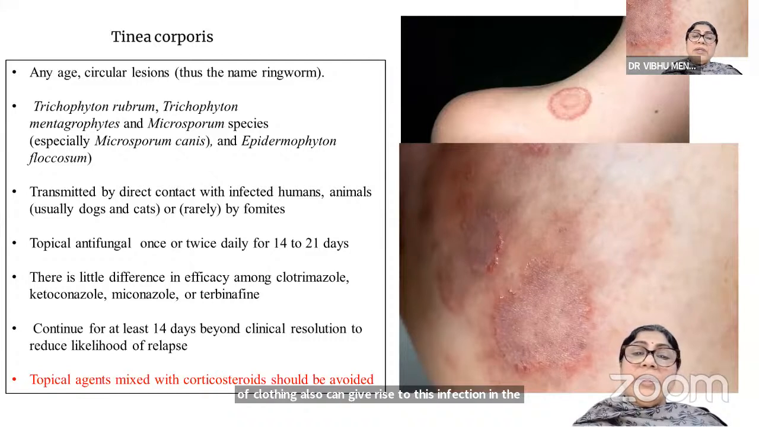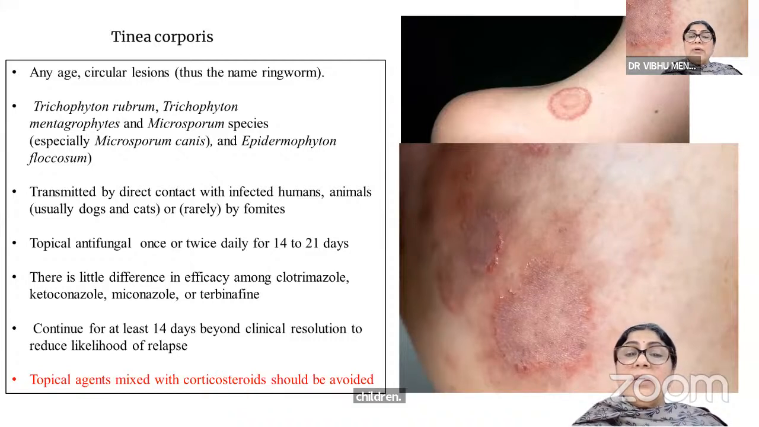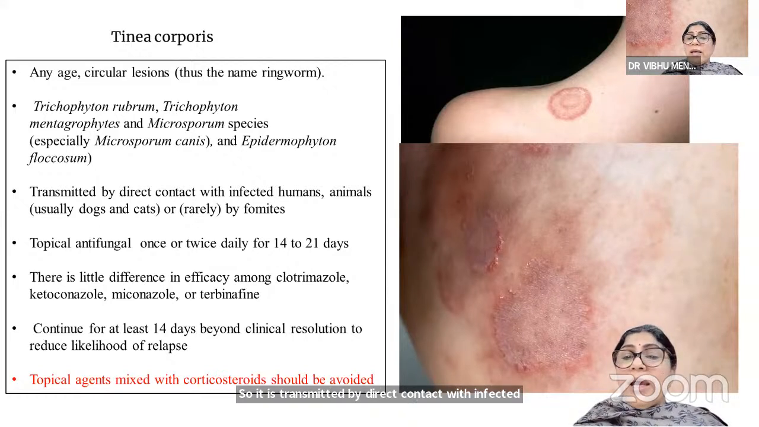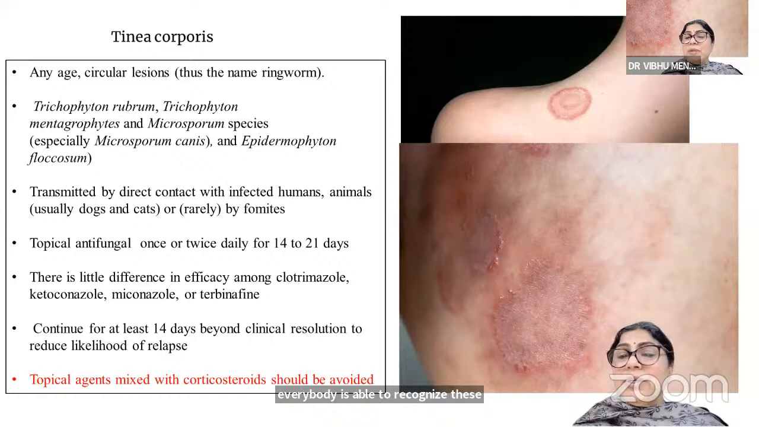So it is transmitted by direct contact with infected humans and also by fomites. As you see here, I think everybody is able to recognize these ring-shaped lesions, because you see the border is very active. There is erythema, papule, vesicle, and some scaling, and the center is cleared up, but the skin is still erythematous.